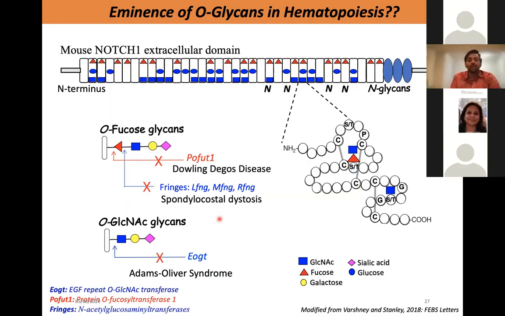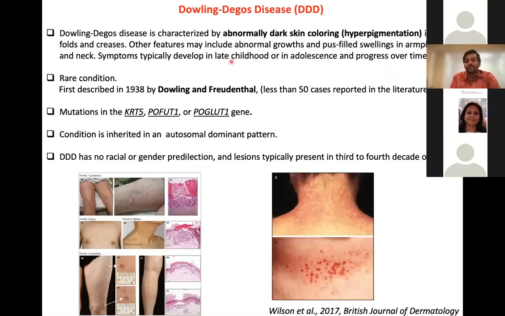Let's look at what they are. Dowling-Degos disease is characterized by hyperpigmentation of the skin, abnormally dark skin coloring. It is a very rare condition, and so far only about 50 cases have been reported in the literature. But nowadays they are increasing, because hyperpigmentation is a main problem, and it is very difficult to discriminate whether it is caused by ultraviolet or genetic mutations. Mutations in the keratin 5, POFUT1 and POGLUT1 genes are responsible for Dowling-Degos disease. This condition is inherited in an autosomal dominant pattern, has no racial or gender predilection, and lesions typically present in the 3rd to 4th decade of life.